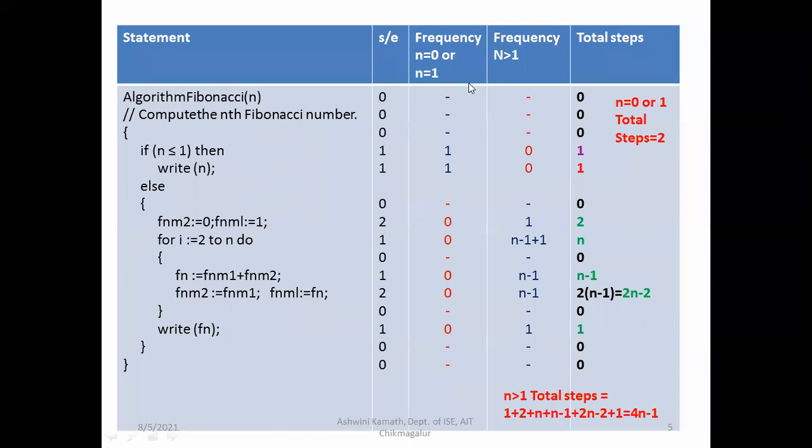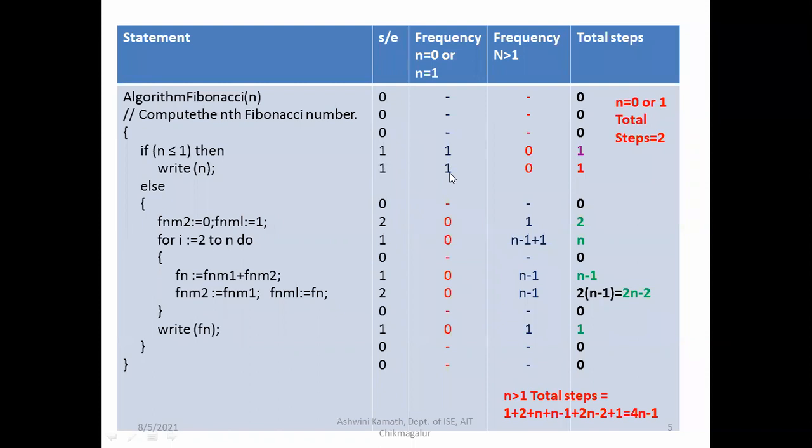Okay, we'll check the frequency when n is equal to 0 or 1. So when n is equal to 0 or 1, the first statement will be executed and this second statement is also executed, right? This write of n will be executed. So it will be 1 and 1. I hope you are getting it.